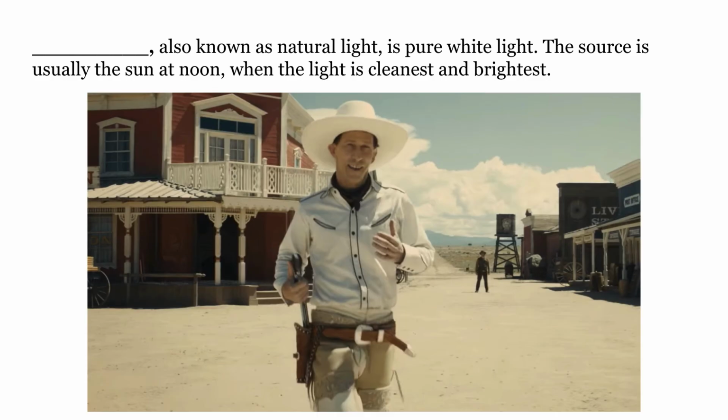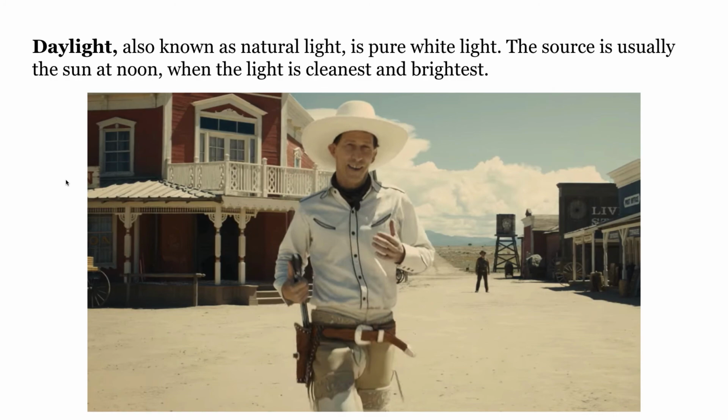So this one's pretty simple. It's also known as natural light, pure white light. The source is usually the sun at noon when the light is cleanest and brightest. It is daylight. I have some photos on the quiz too to give you a visual example.